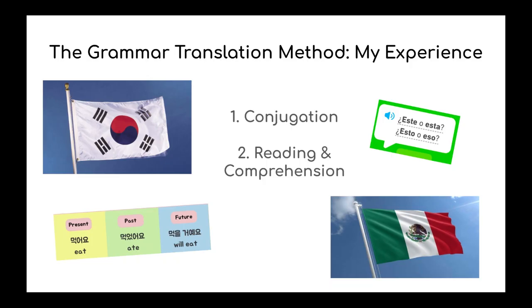And so when I was learning both of these languages, learning how to conjugate verbs and learning various grammar rules was a huge part of both of these classes. And I connected this to the grammar translation method because I remember doing a lot of fill in the blank type exercises to practice verb conjugation and also different grammar rules. And I know that's common with the grammar translation method from the readings and the materials from the module.